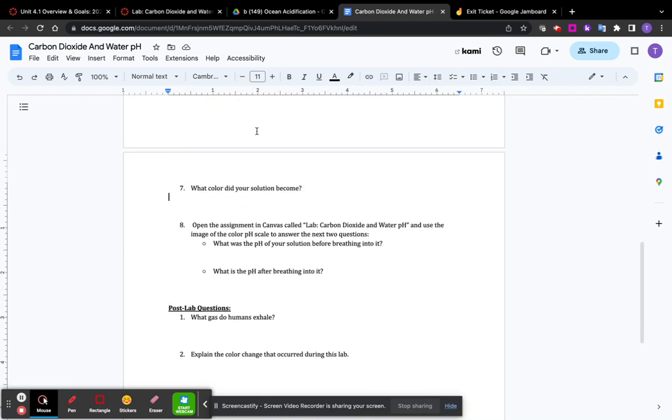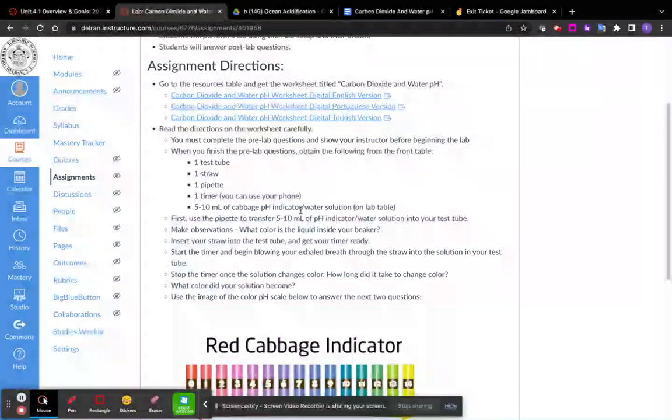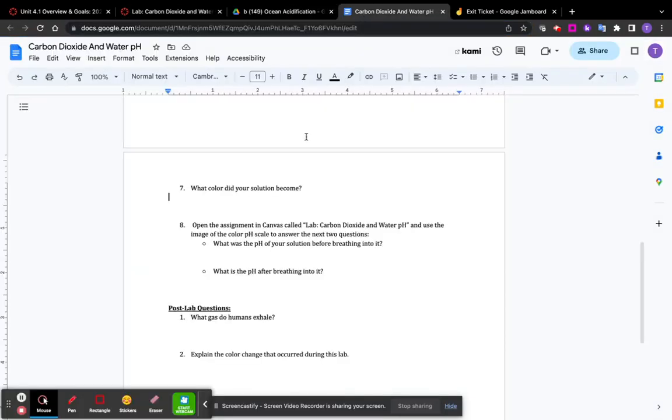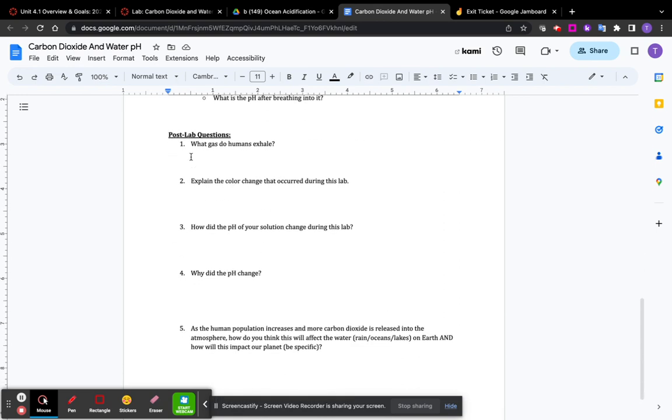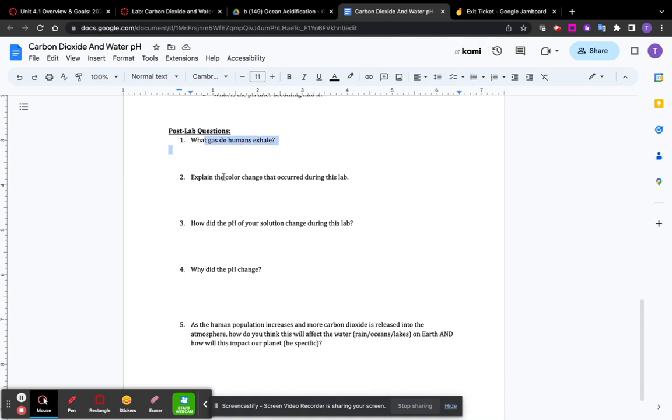What color did it become? And then once you know what color it changed to, you're going to use this here. Remember what a pH of 7 means. Remember what everything below that means and above that means. Answer the questions accordingly. And now you're going to do the post-lab questions. But before you do that, clean up your lab stuff and put it back, okay? That way, if you don't finish these in class, you can do them for homework.